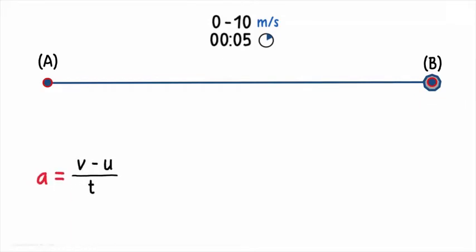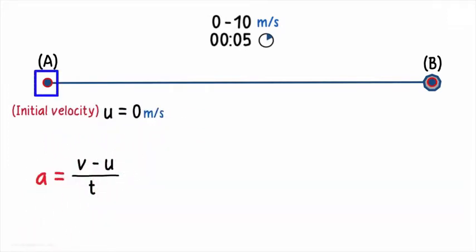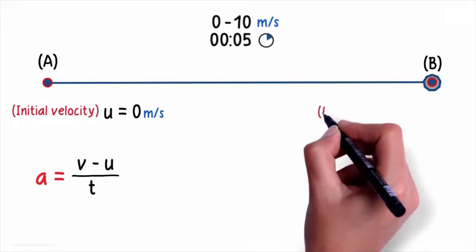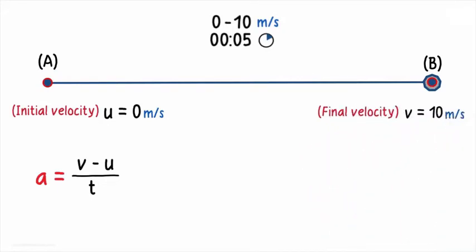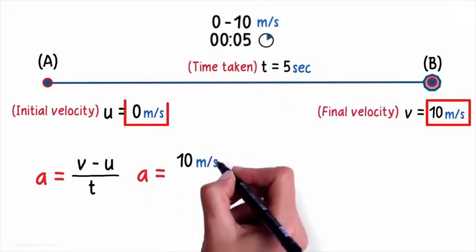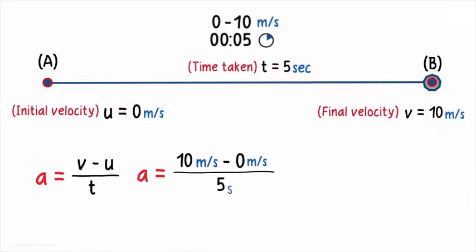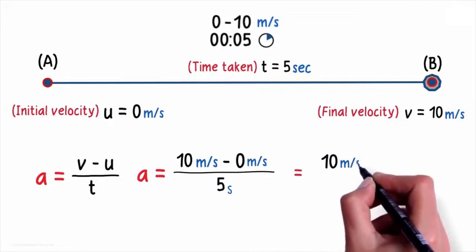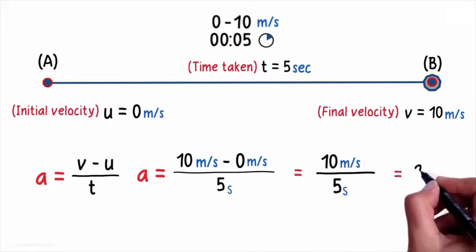We can look at the formula to get the answer. The initial velocity u is 0 meters per second as the object is stationary. The final velocity v is 10 meters per second and the time taken t is 5 seconds. Hence, the acceleration a will equal 10 meters per second minus 0 meters per second divided by 5 seconds. So this will equal 10 meters per second divided by 5 seconds. 10 divided by 5 is 2.